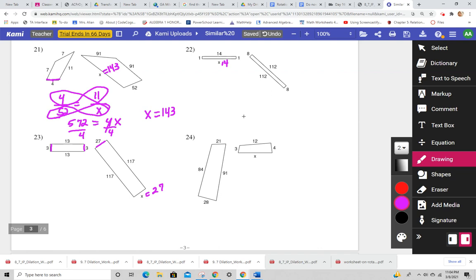All right. So it looks like this side corresponds with this side, 3 times 7. This side corresponds with this side because 12 times 7 is 84. And this side will correspond with this side. So we'll just divide this by 7 to get this. 91 divided by 7 will give us 13.